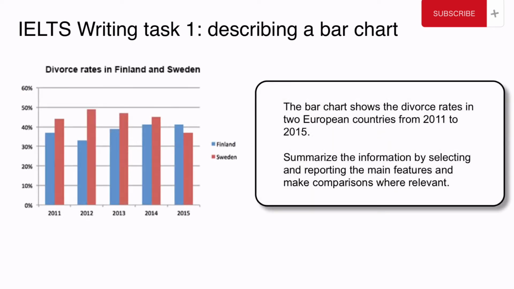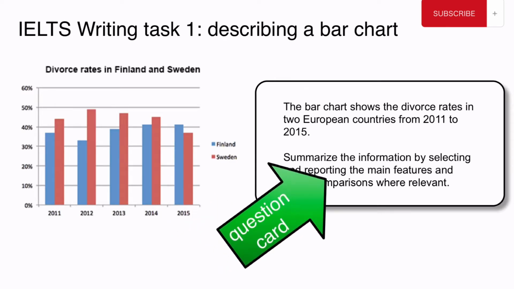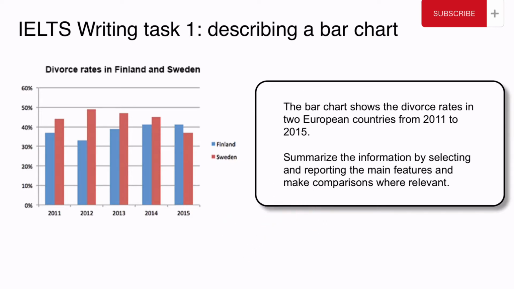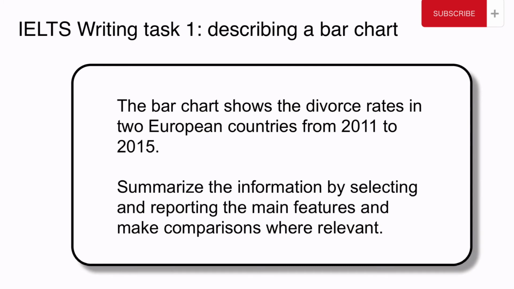So, here's an example of a Writing Task 1 question with a bar chart. You have a bar chart and you have a question card with some basic information about your chart. The first thing you need to do is to read this information attentively. Let's do it together. The bar chart shows the divorce rates in two European countries from 2011 to 2015. Summarize the information by selecting and reporting the main features and make comparisons where relevant.